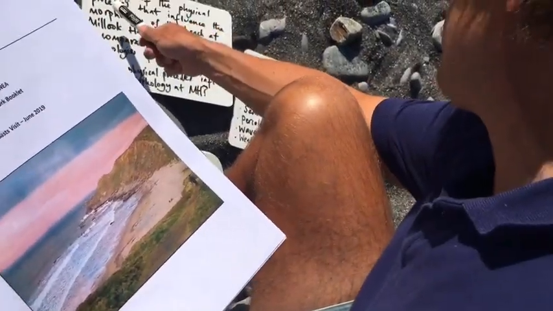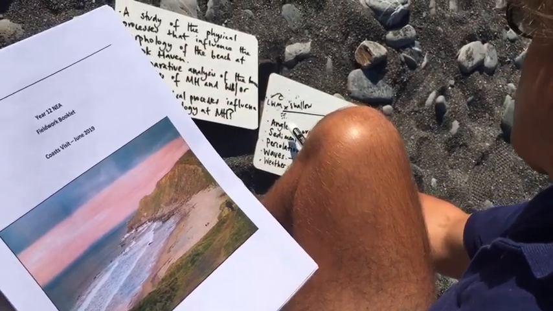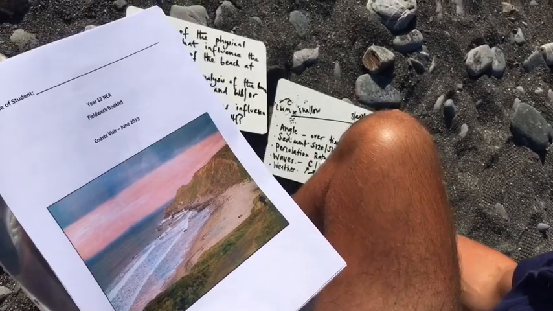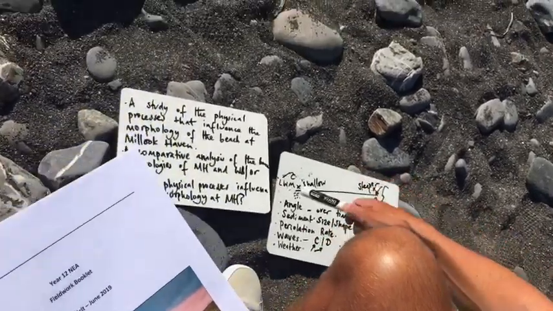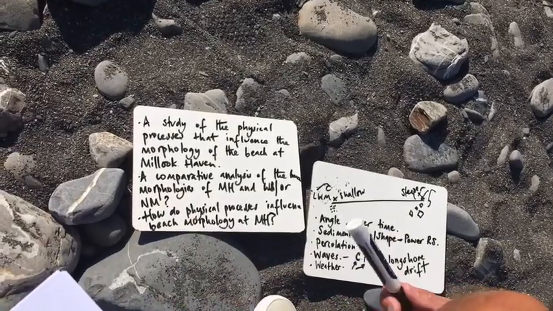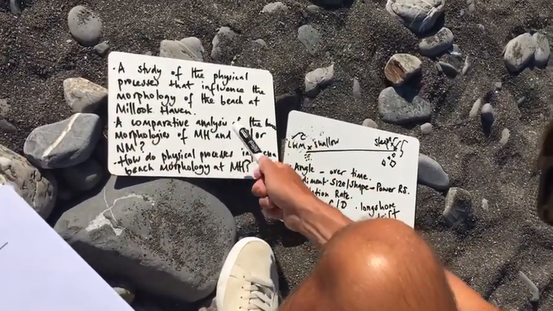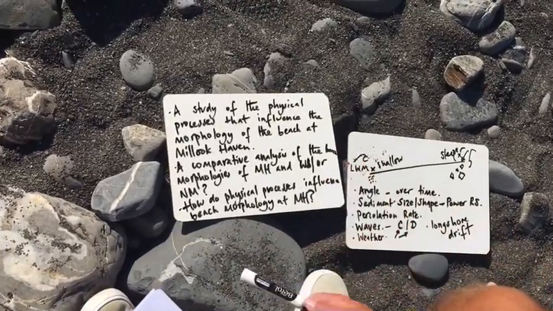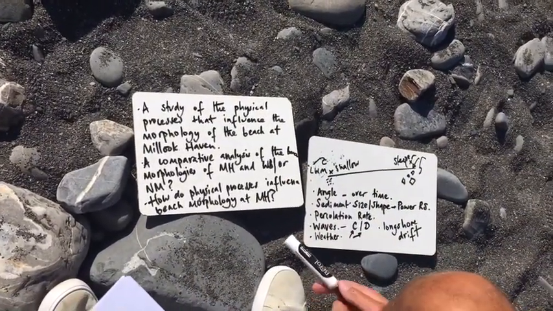Study of the physical processes. So angle of the slope, sediment, percolation rate, waves, weather. Those factors influence the morphology. Morphology is a posh word for shape of the beach at Millook Haven, or you could do it at 2 places. As you're looking at the physical process, not the human influence, it's the physical process. Okay, right, we'll leave it there for them.